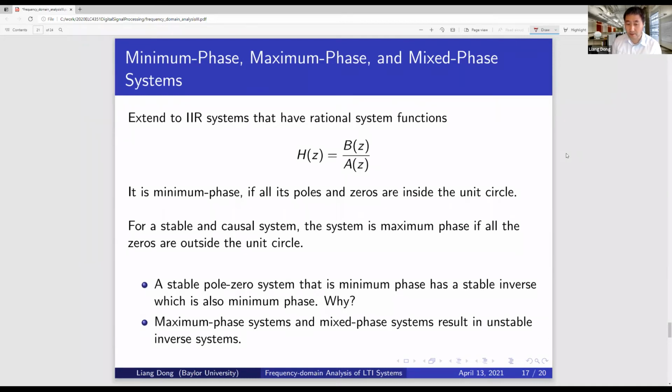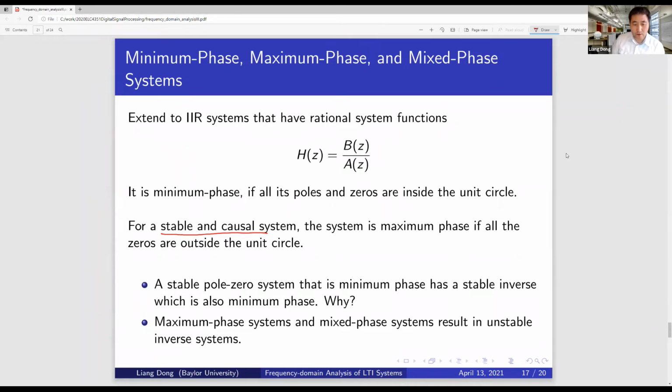And about this system, what about the poles? Well, the poles are still inside the circle because I want to have a stable system. I said I want to have a stable and causal system. In practice, the system we build is a causal system, and we want it to be stable. So in practice, we always want to put the poles inside the circle. Then for some special purpose, if you want to make it a maximum phase system, then we place all the zeros outside the circle.